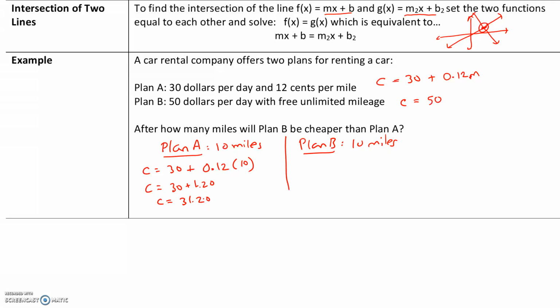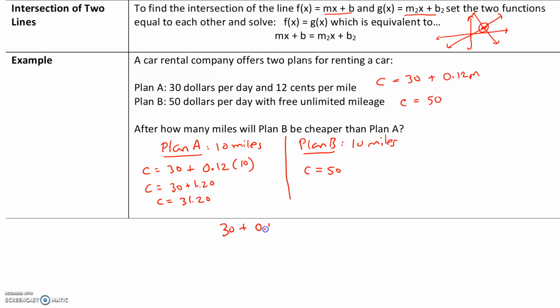Now under plan B, for the same number of miles, remember plan B is $50 per day, doesn't matter how much you drive, the cost is going to be $50. So if you drive only 10 miles under each plan, plan A is going to be cheaper. So the question is, after how many miles will plan B be cheaper than plan A? So let's find their intersection. We will set the two costs, which are 30 plus 0.12 m and 50, equal to each other.